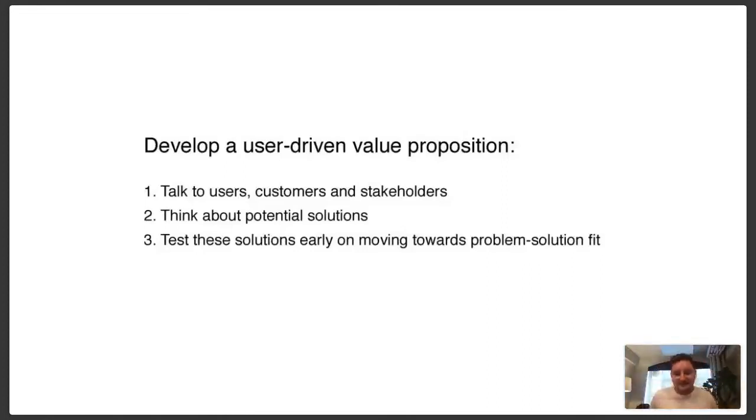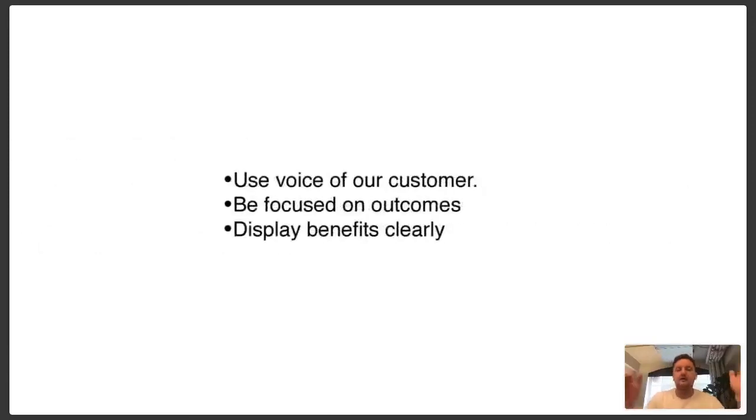And you're testing, because obviously you can create something and that's it, but you always need to test your solution and your assumptions, and then we move towards problem-solution fit. Problem-solution fit is when your product really works, because your customers have problems and your product solves these problems. That's it. Very simple.